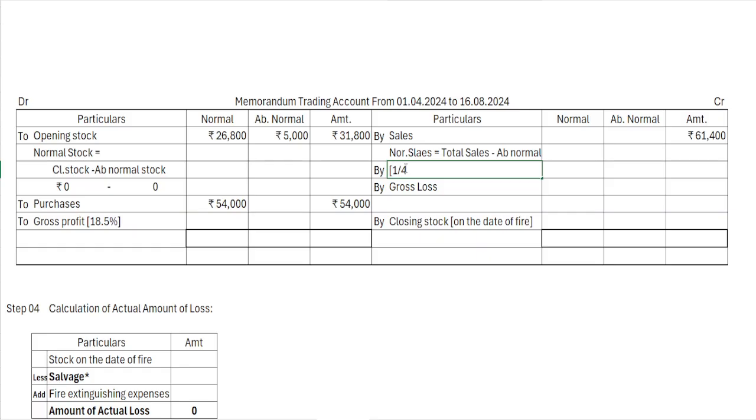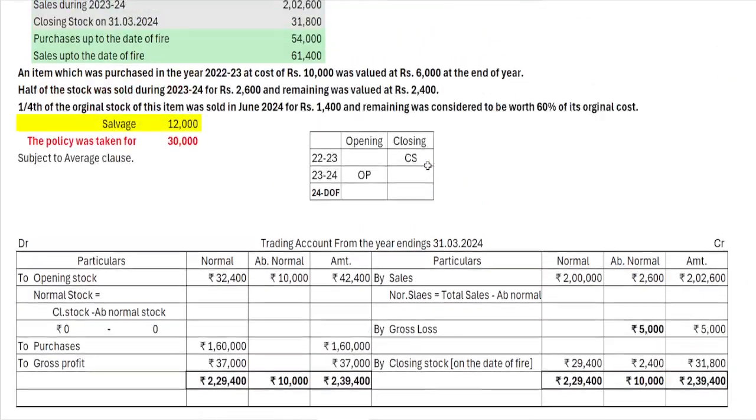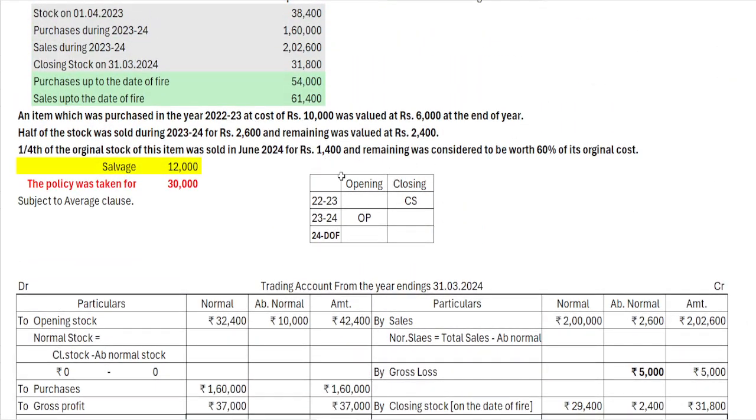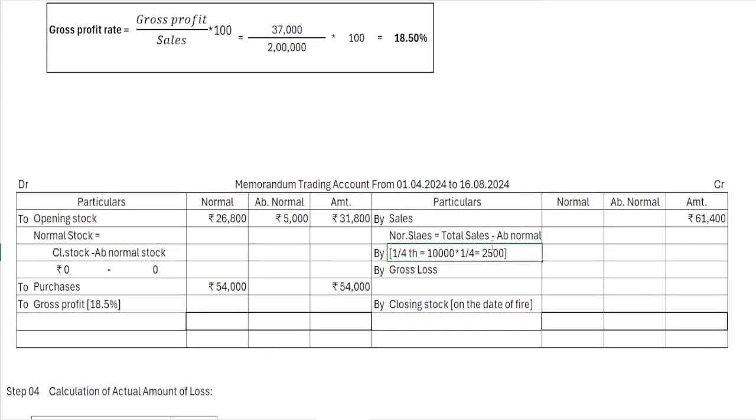One fourth of the original stock is equal to 10,000 into 1 divided by 4, which comes to 2500, which is sold for how much? 1400.